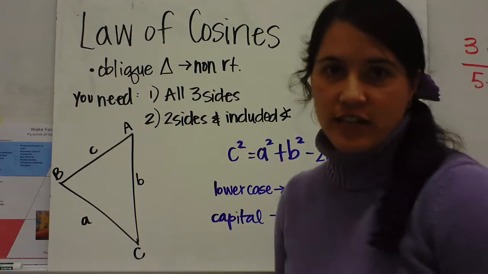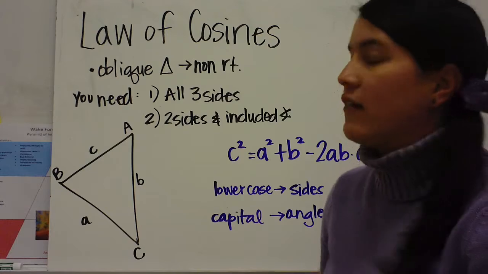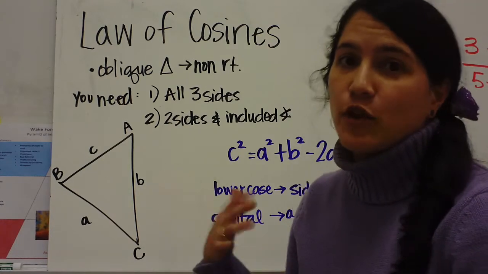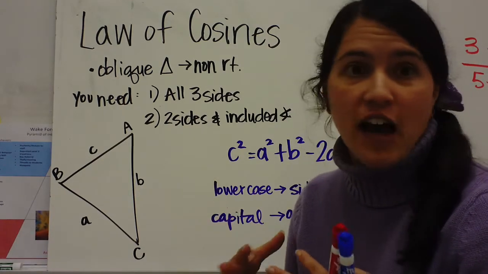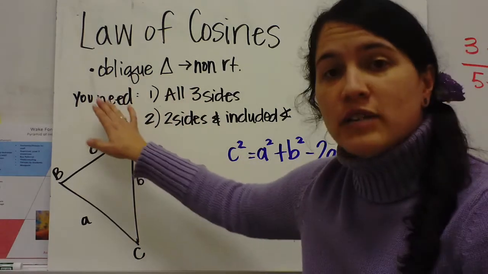Today is law of cosines. We've worked with law of sines, and now we have a law of cosines. Again, it's for oblique triangles, triangles that do not have a right angle. This is what you need.